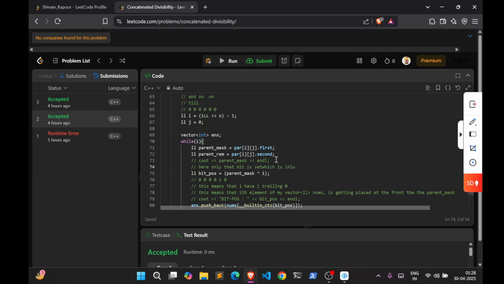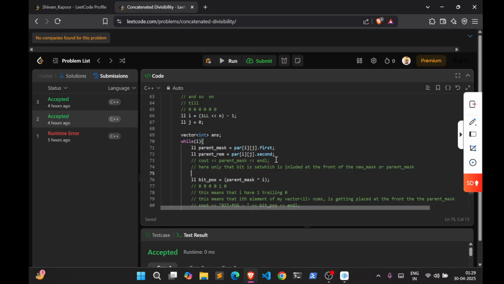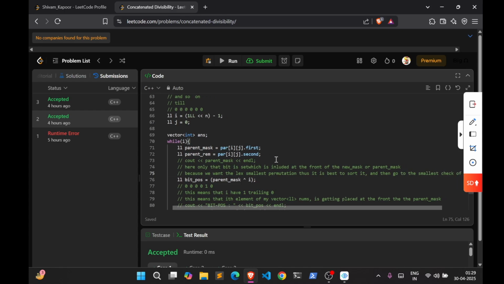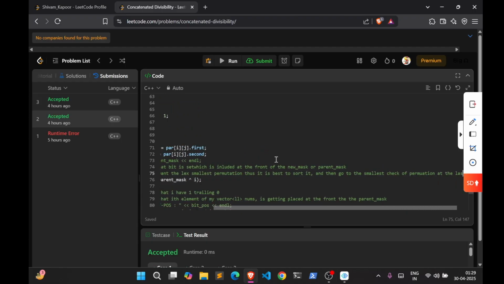Here, only that which is set, which is included at the front of the new mask or parent mask, because we want the lex smallest permutation. Thus, it is best to sort it and then go to the smallest check of permutation at the last.